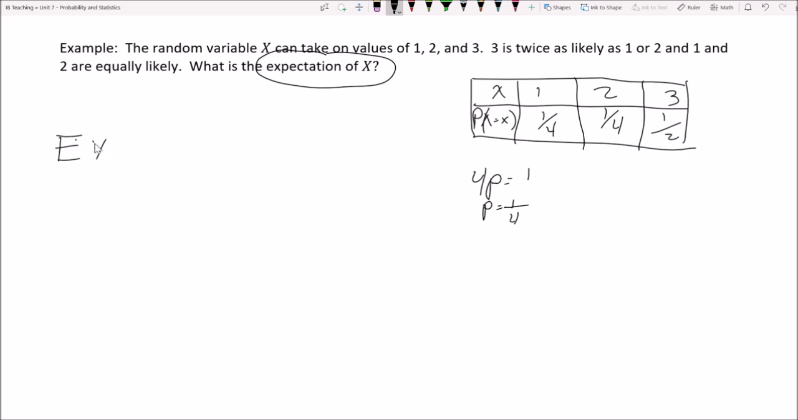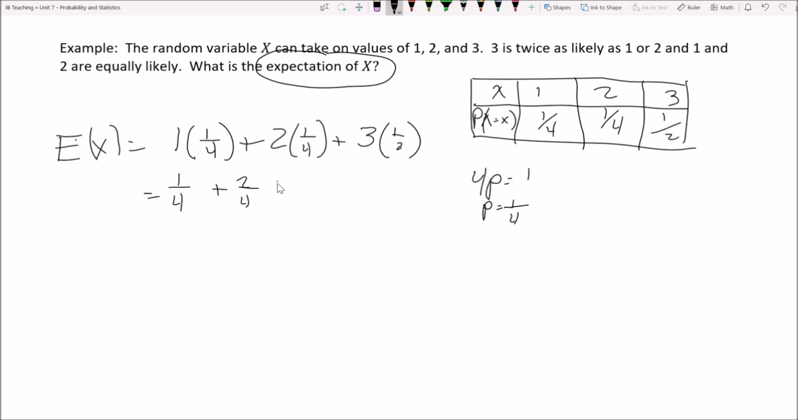So for the expectation of x, I'm going to take the first outcome, which is 1, and multiply it by its probability of 1/4. And then I take the next one, 2, and multiply it by its probability of 1/4. And I take the last outcome, 3, and multiply it by its probability of 1/2. And we just simplify that out now. So that says 1/4 plus 2/4 plus 3/2, which, you know what? I'm going to rewrite 3/2 as 6/4, so that we have a common denominator, and I can add all those together, and 6 plus 2 is 8, plus 1 is 9, so we get 9/4 is the statistical expectation.